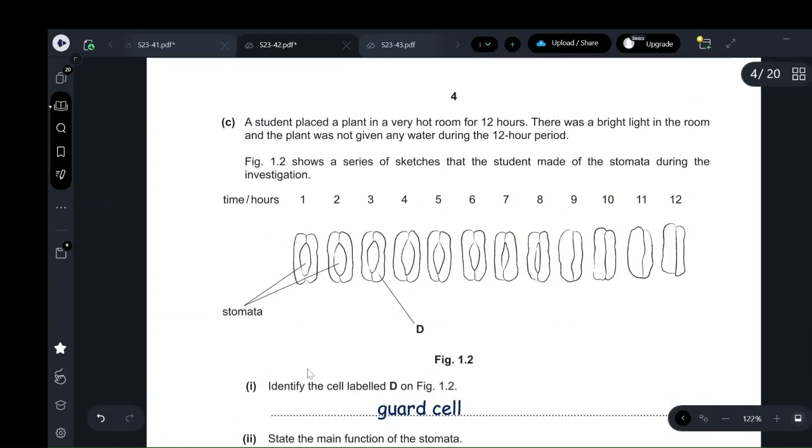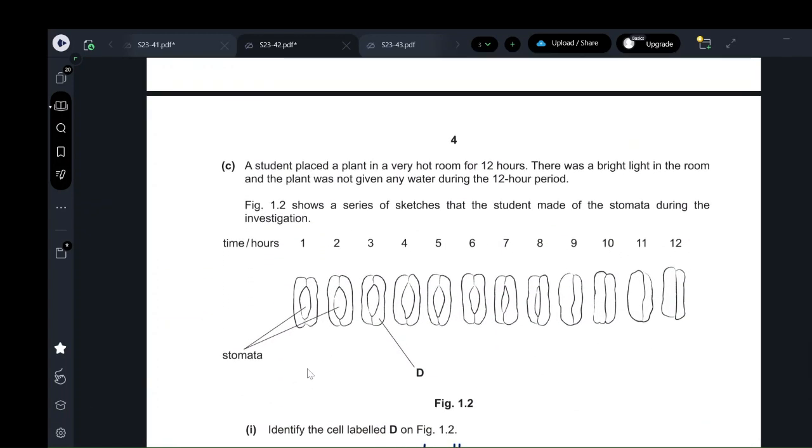A student placed a plant in a very hot room for 12 hours. There was bright light and it was not given any water. Hot room, bright light, no water. What will happen? The plant will lose a lot of water and it will wilt.